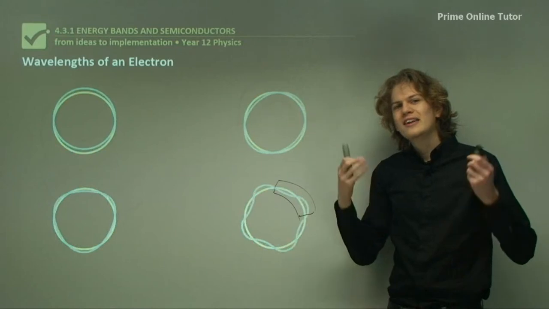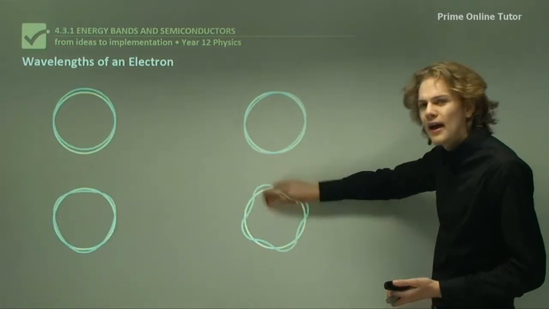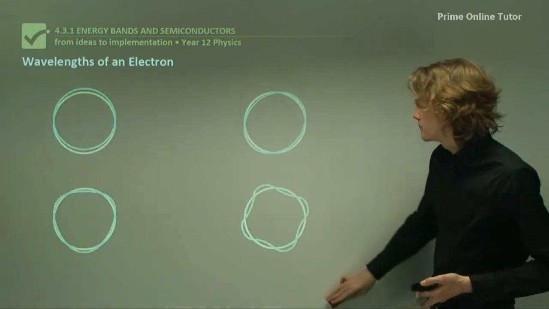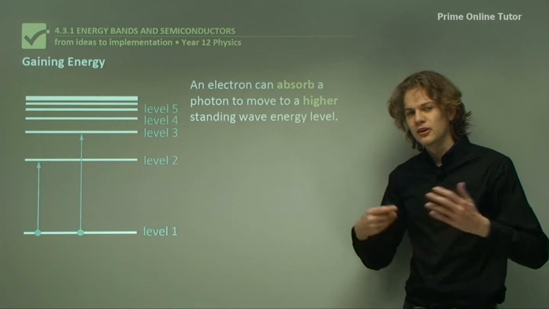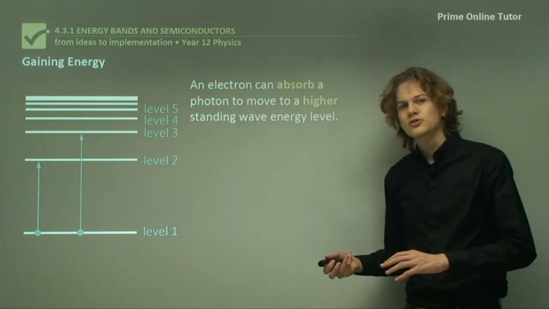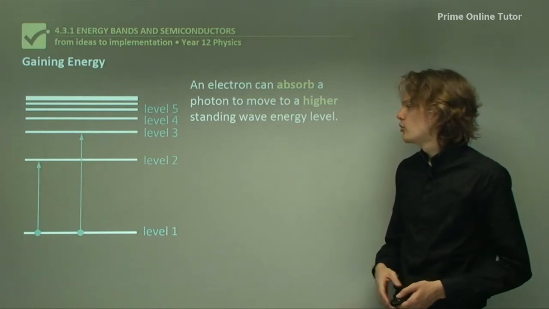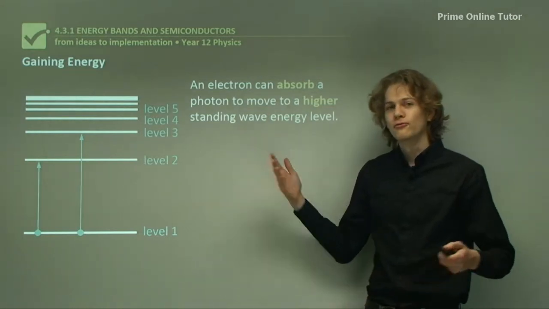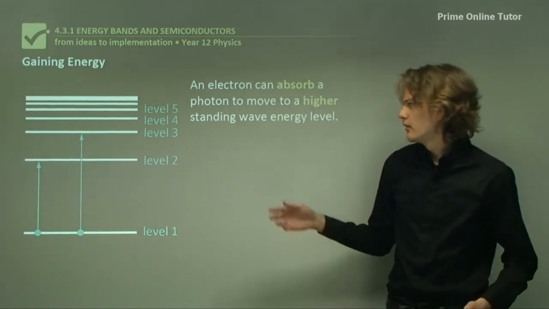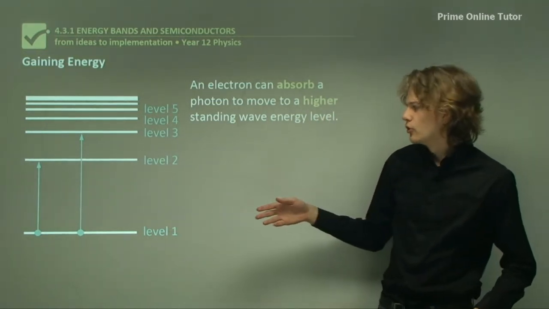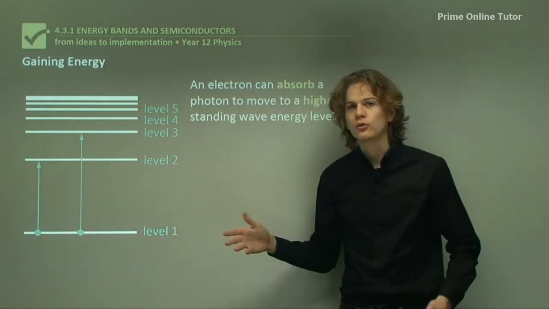So you can see that there are an infinite number of different modes that it's possible to have, but each one has its own particular wavelength. And in the same way, electrons have an infinite number of modes, but each mode has its own energy, and you can't move in between those energies. So an electron is able to absorb a photon of energy to move to a different standing wave energy level. So it can move from level 1 up to level 2, or level 1 up to level 3, or level 2 up to level 3.